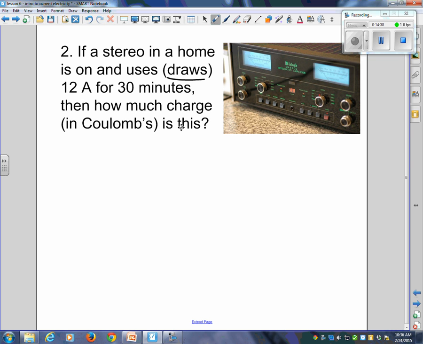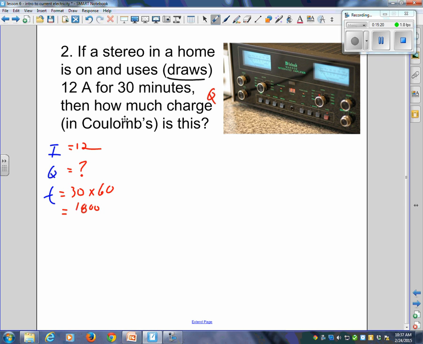Write the letters I, Q, and T. T is the easy one to find all the time, right? You want to do that first. T is going to be 30 minutes times 60, which is 1,800, right? Which one is which here? How much charge in coulombs is this? So we're solving for charge. Charge is which letter? Q. So that's my question mark. 12A, 12 amps is my current. Okay, there's your help.